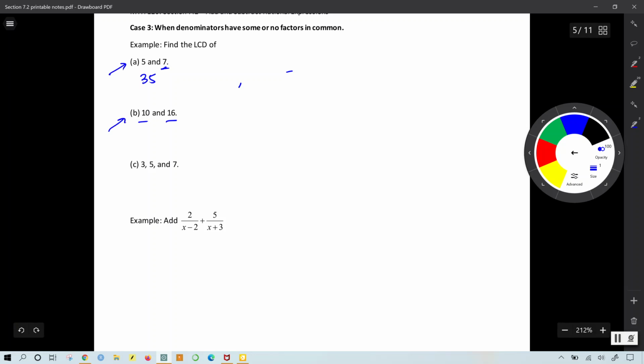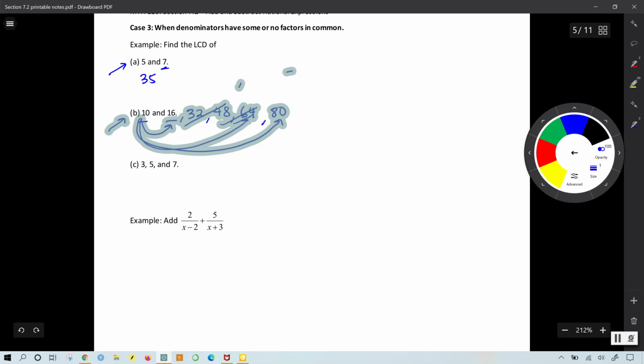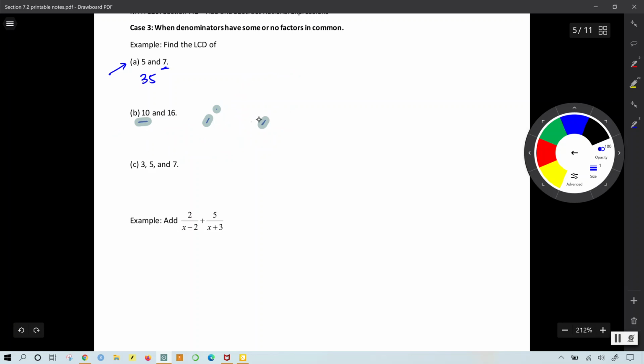For 10 and 16, 10 would not divide into 16. 10 would not divide into 16 times 2, which is 32. 10 would not divide into 16 times 3, which is 48. In fact, you will have to get to 16 times 4, and 10 will still not divide. 16 times 5, 80. Oh, yes, 10 will divide. So, it means that the LCD of 10 and 16 is the smallest multiple of 16 that 10 will divide into. And that is 80 in this case.